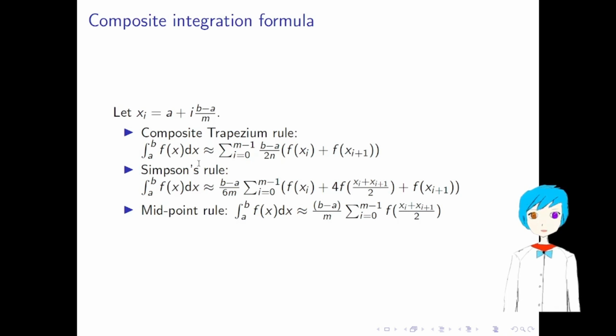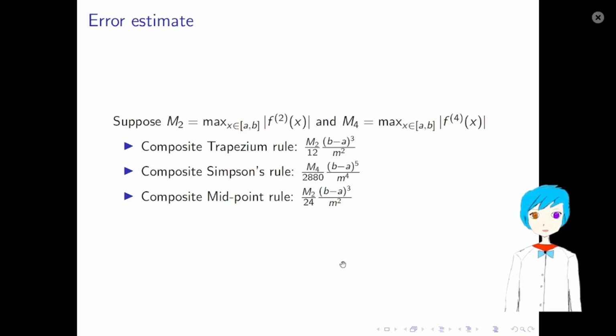We let x_i equal a plus i times (b minus a) divided by m to be the grid points. The composite trapezoidal rule uses the trapezoidal rule for the integration of f over each subinterval and then sums them up. The Simpson's rule uses the Simpson's formula for calculating the numerical integration in each subinterval and then sums them up. Finally, the midpoint rule uses the midpoint formula to approximate the integration of f over each subinterval and sums them. So that's the composite integration formula.